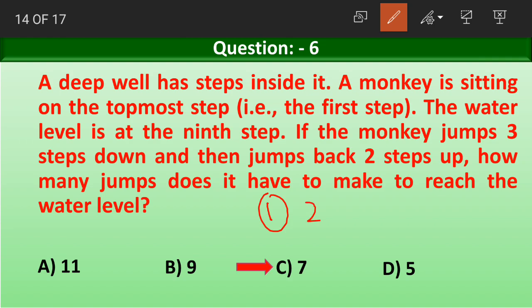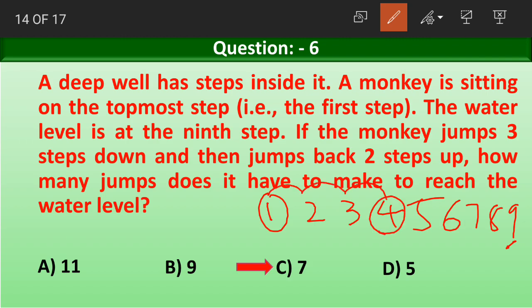See, how do we solve this? The monkey was on which step? The monkey was on the first step. Then what did it do? It jumped 3 steps down. Here, 1, 2, 3, 4, 5, 6, 7, 8 and 9. The water level is at the 9th step. What does 3 steps down here mean? It means that it has moved 3 steps forward. It is on the 4th step now.